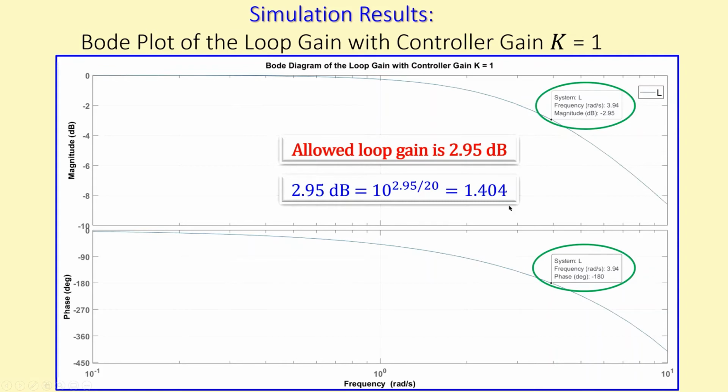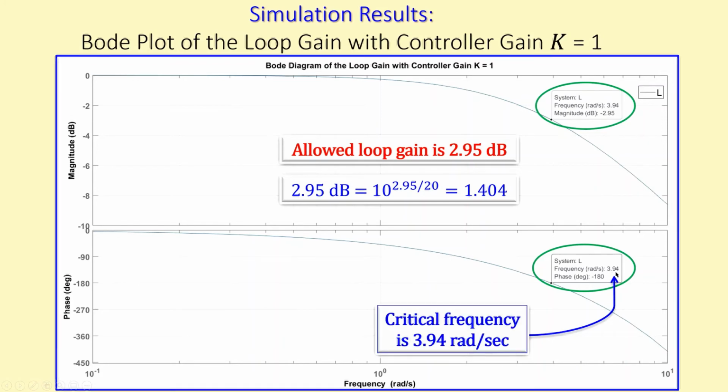So I can add a loop gain of 1.404 in this system to come at the edge of stability. That's actually the conclusion from this Bode plot. And again, you see that the critical frequency is 3.94. Again, that will confirm our calculations.